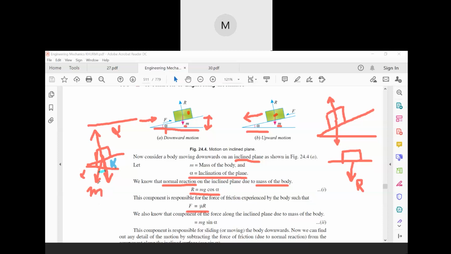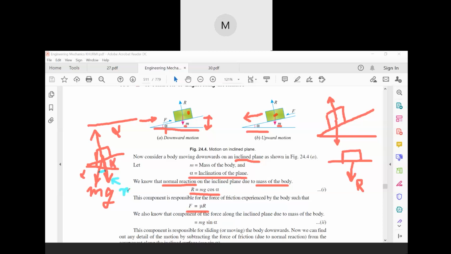Now this is coming downwards, so this is mg. Why mg? Because of acceleration due to gravity. Now this angle is alpha. Since this angle is alpha, for this arrow, it will be what?